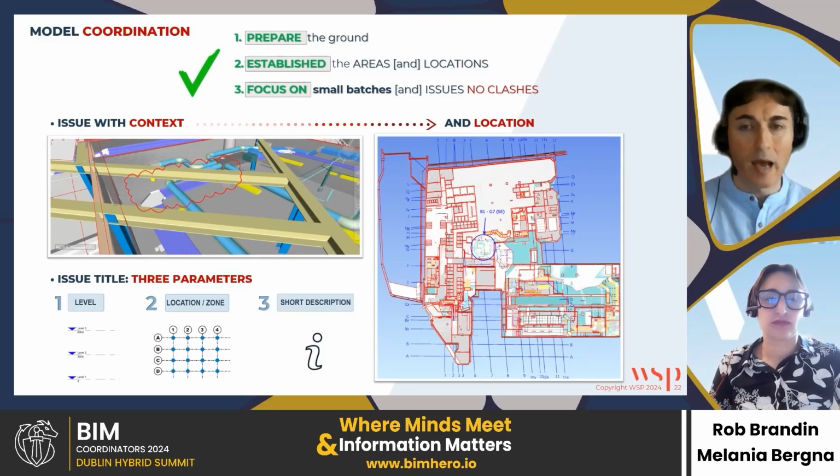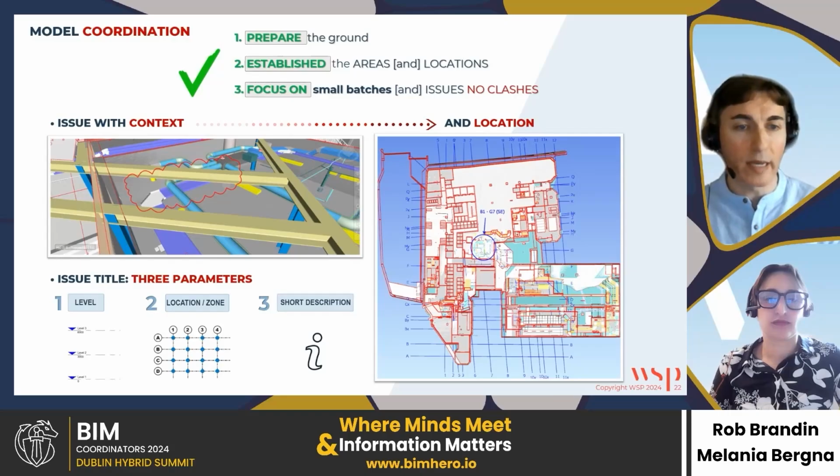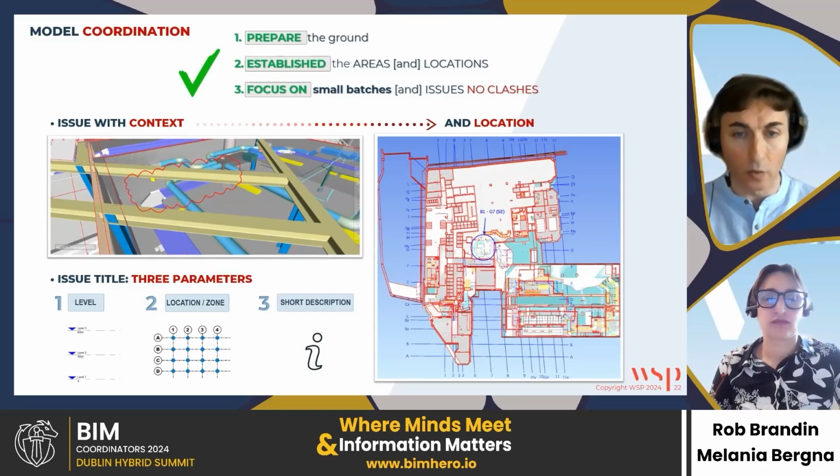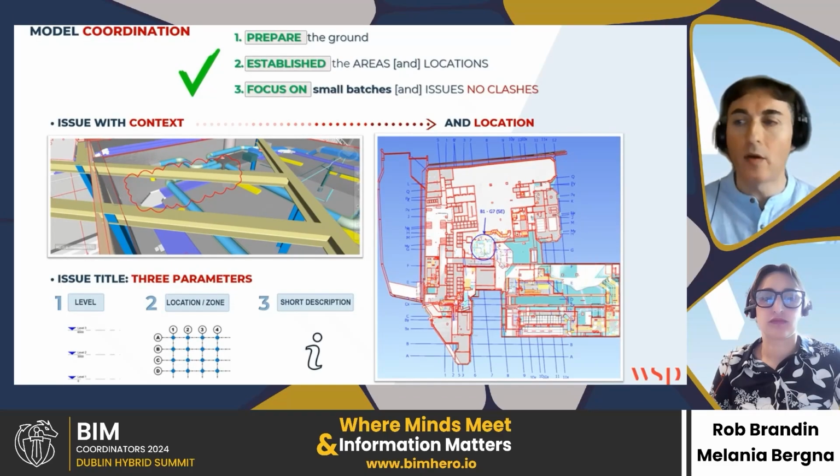And let's make sure that, for example, in our case, in the issue title, we have 3 parameters and we are consistent. We put the level, the location and the zone, and a short description, all in the issue title. We don't go to the description because that means you need to click to see it. If you see the title, it goes straight to the point.